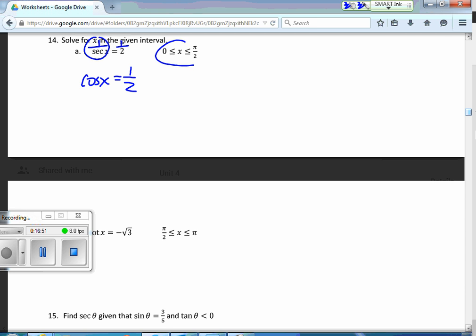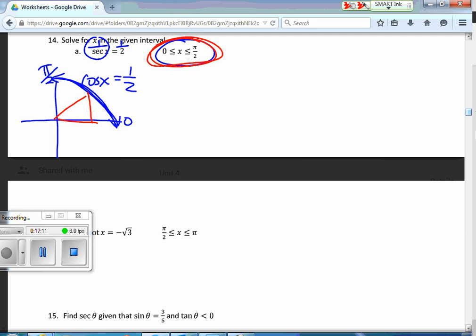And they only want the answer between 0 and pi over 2, which means in my little picture, I only go between here and here. 0 to pi over 2. So I'm only supposed to go in that little quadrant. So when I make my triangle, once I've got this one triangle done, I'll be done, because it limited me to only being between 0 and 90, or 0 and pi over 2.